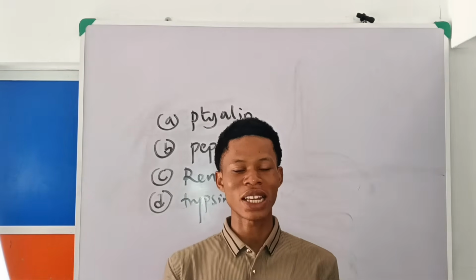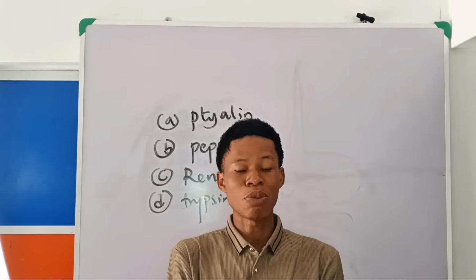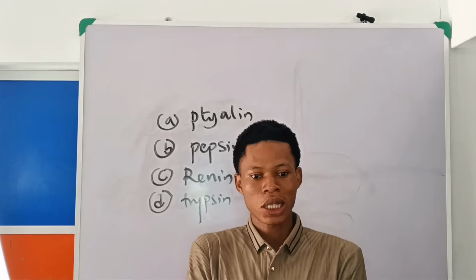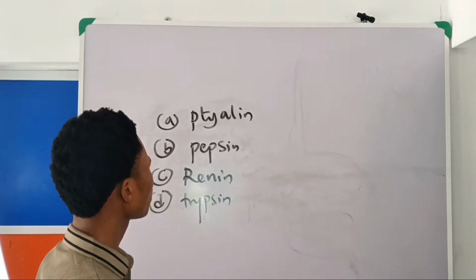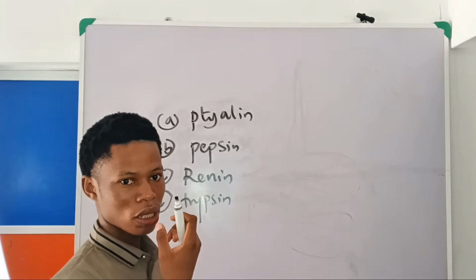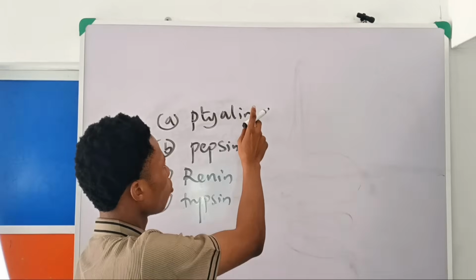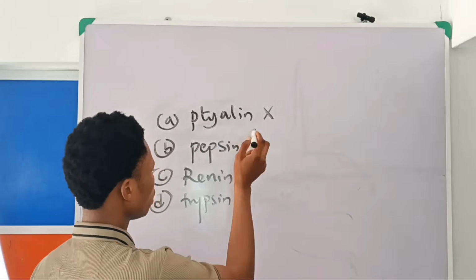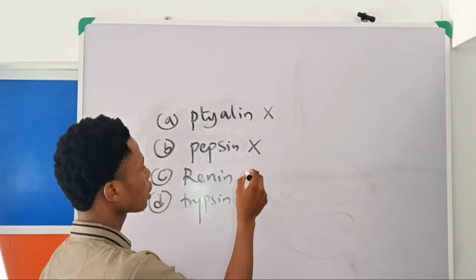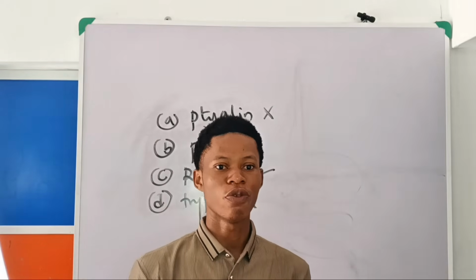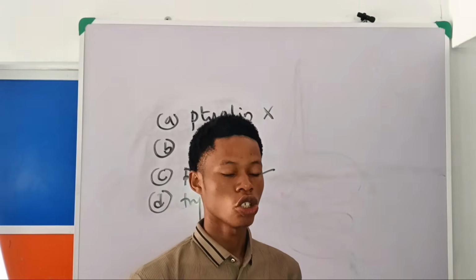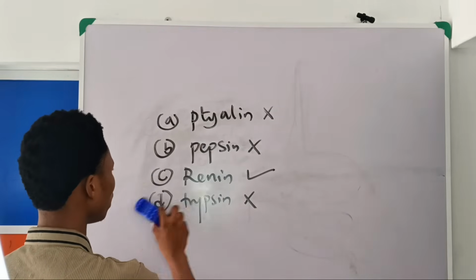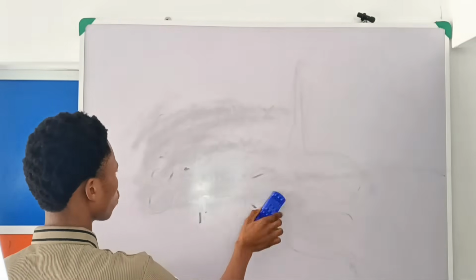Which of these enzymes coagulates milk? Children have an enzyme that helps to coagulate milk, turning it into a semi-solid. Adults don't have that enzyme. It's only found in children. Is it tyline? Tyline is found in your mouth, also called alpha salivary amylase, and it is involved in carbohydrate digestion, not milk coagulation, so this one is out. Pepsin is out. Trypsin is out. The correct answer is renin. Renin is the enzyme involved in coagulation of milk, and it is only found in children. So please take note of that. Now the next question.